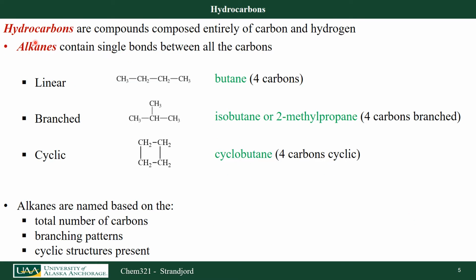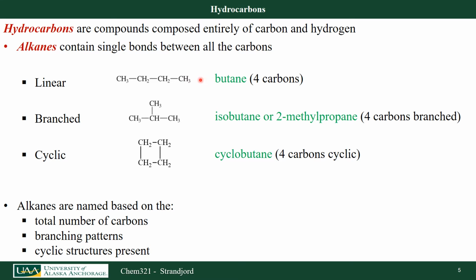Let's take a look at hydrocarbons. Again, compounds composed entirely of carbon and hydrogen. We call these alkanes if they contain just single bonds between all the carbons. These carbons can be arranged as a linear molecule where all the carbons are connected in a line. For example, this is butane here.